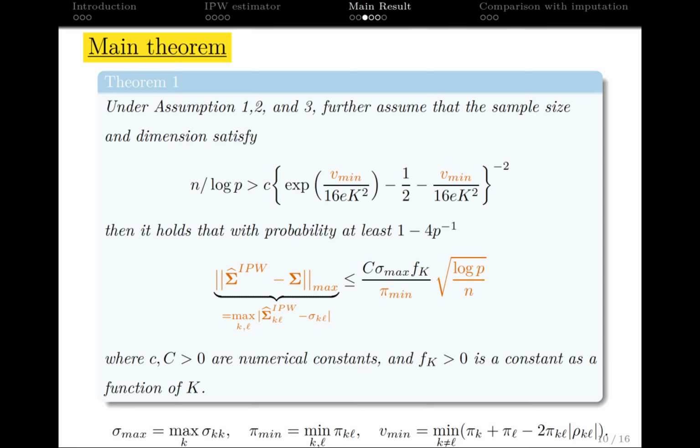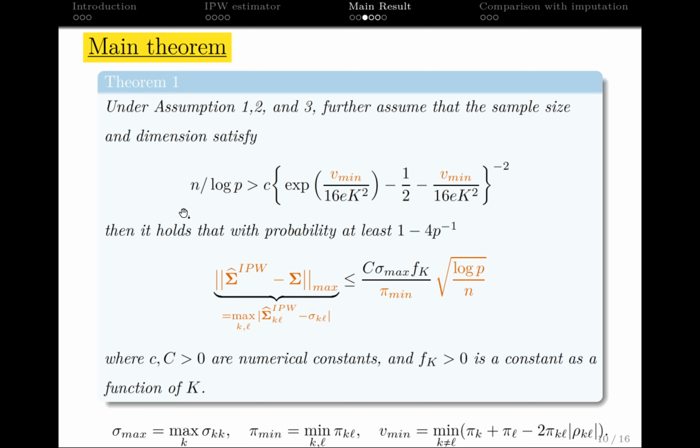So this is the main theorem in this paper, and this may not look very friendly at first glance, but what it basically means is that if you have a sample larger than dimension p by this amount, then the IPW estimator satisfies the convergence rate of square root log p over n in terms of the element-wise maximum norm. Also, this theorem has a natural interpretation: if you have more missing in your data, then the upper bound gets larger.